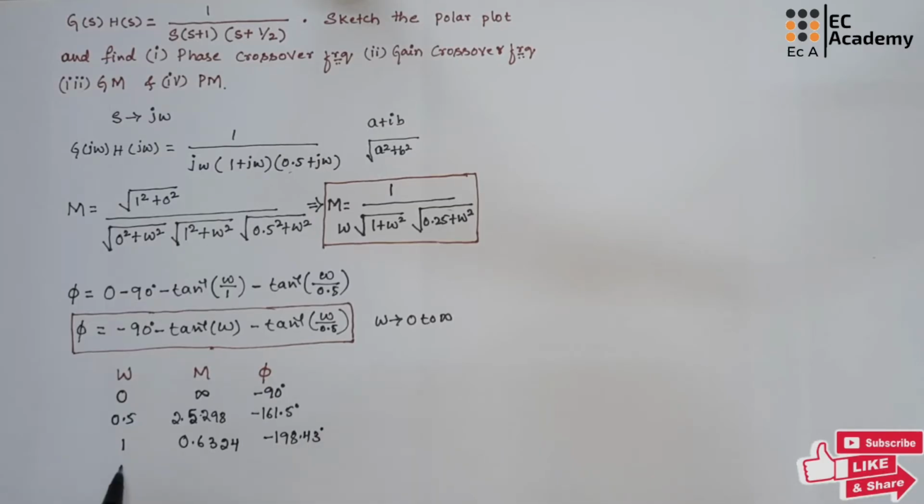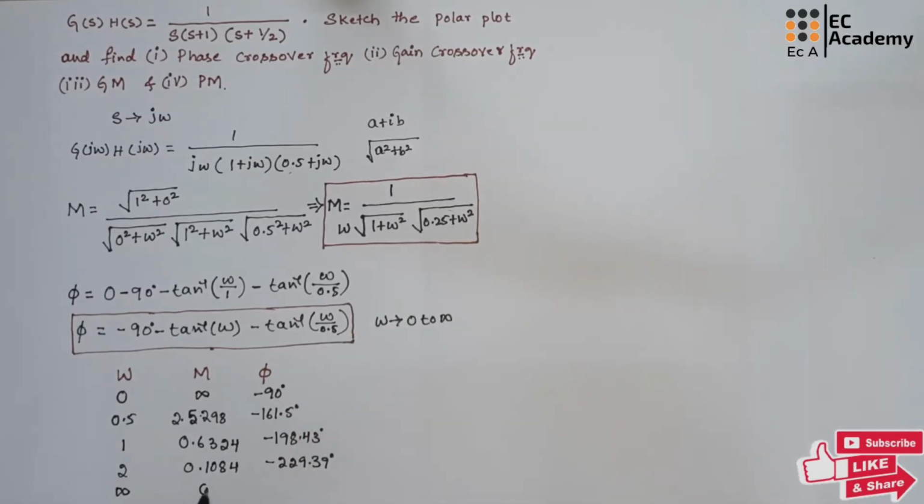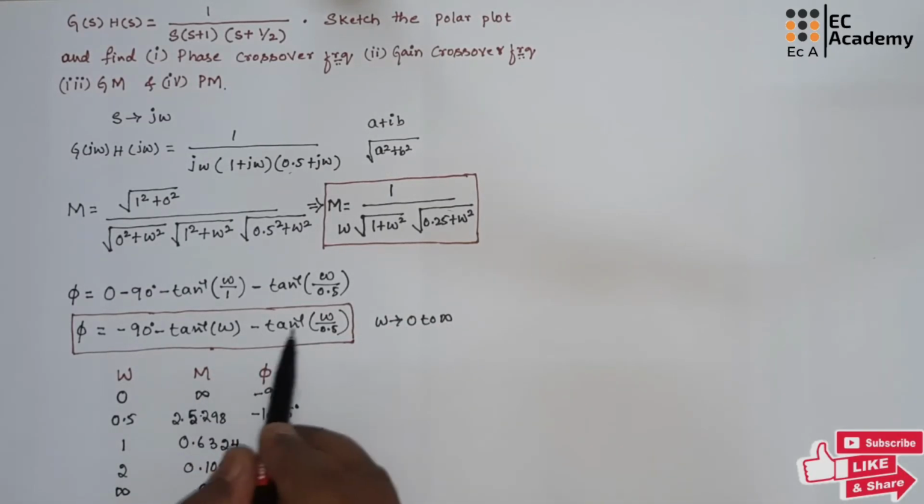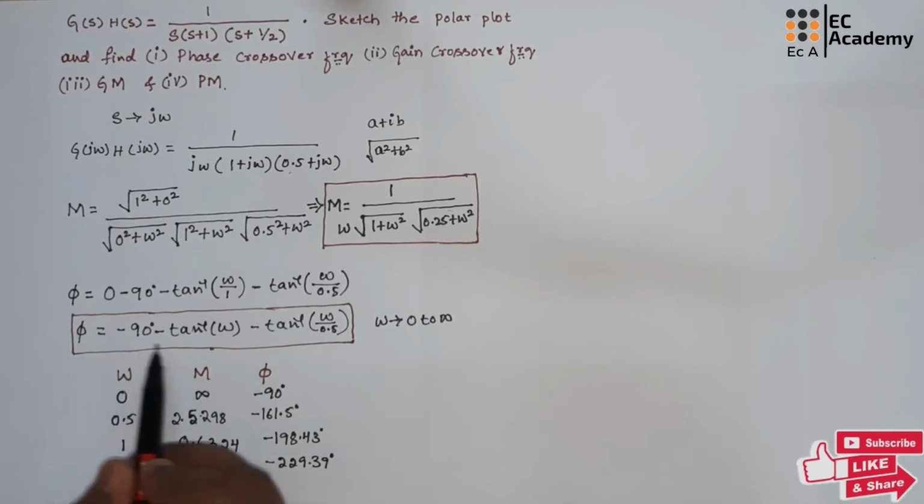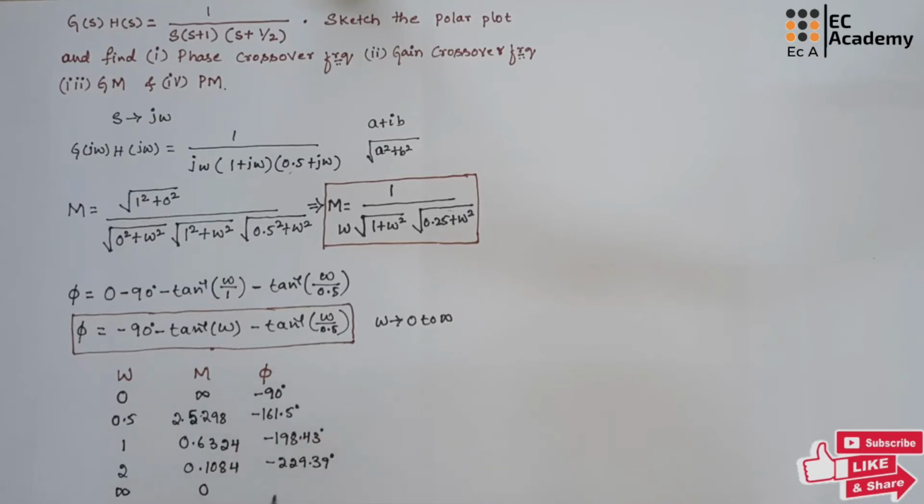Then if we take omega equal to 2, we will get magnitude as 0.1084 and phase will be minus 229.39 degrees. If you take omega as infinity, we will get magnitude as 0. In the phase, here it will be minus 90 degree, again here minus 90 degree, and here minus 90 degree. So we will get the phase as minus 270 degree.